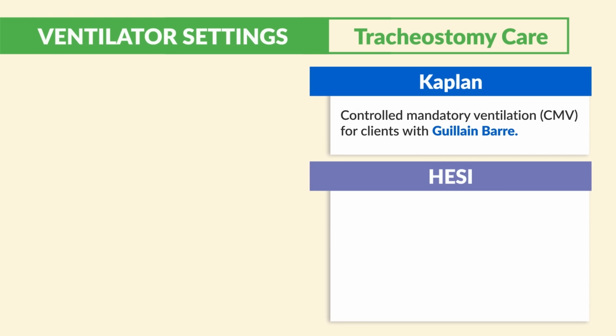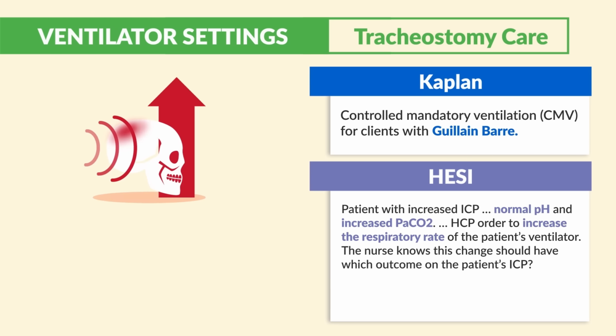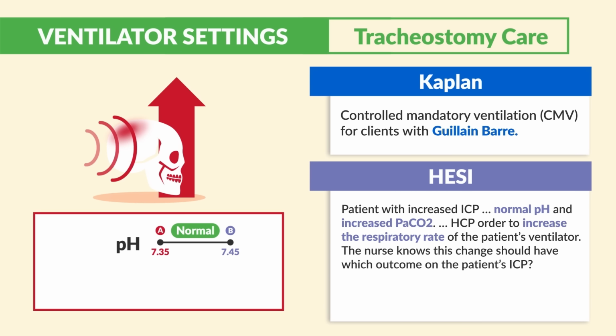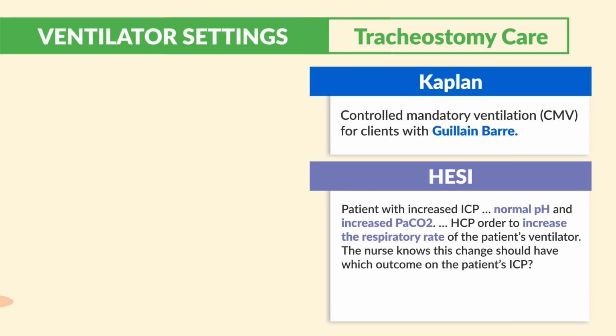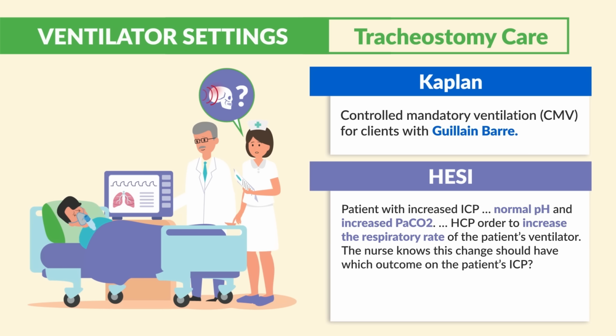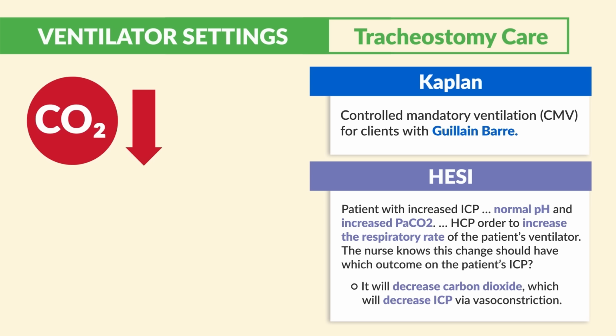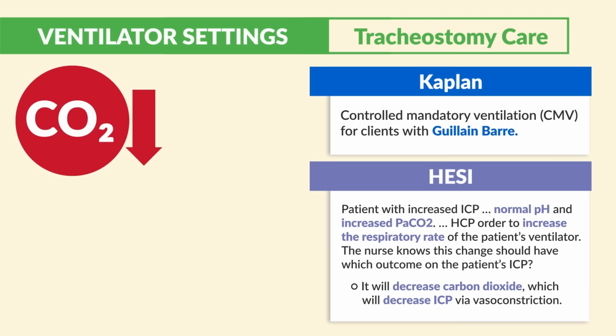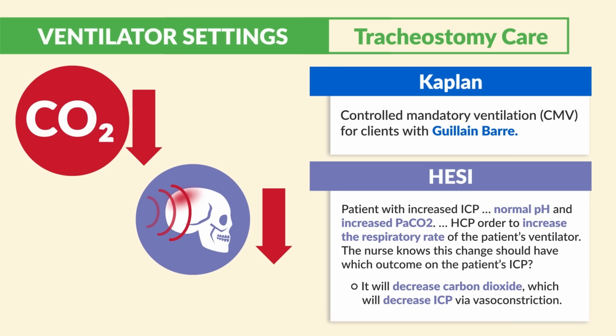And Hesi mentions a patient with increased ICP has normal pH, increased PaCO2, that carbon dioxide. The HCP orders an increase in respiratory rate of the patient's ventilator. The nurse knows that this change should have which outcome on the patient's ICP? Well, it will decrease the carbon dioxide, which will decrease that ICP via vasoconstriction.